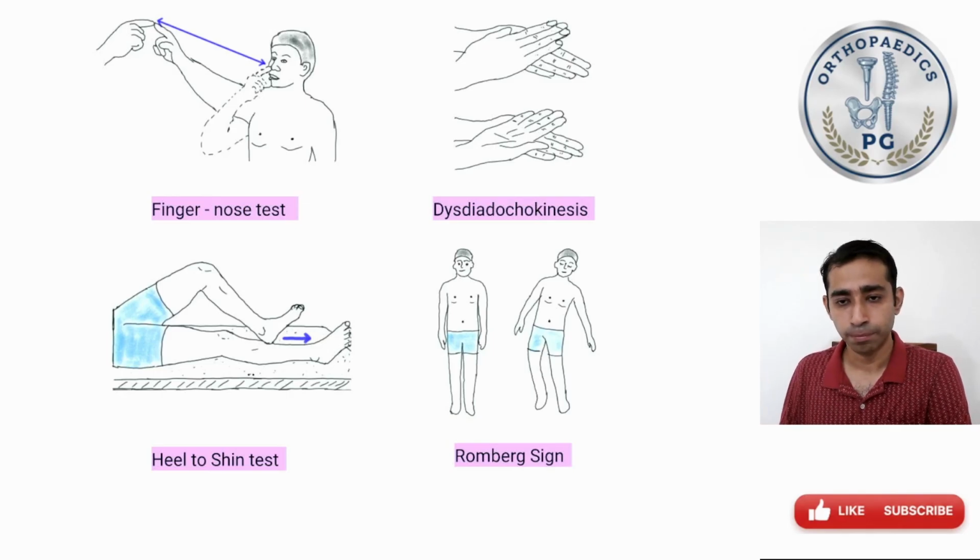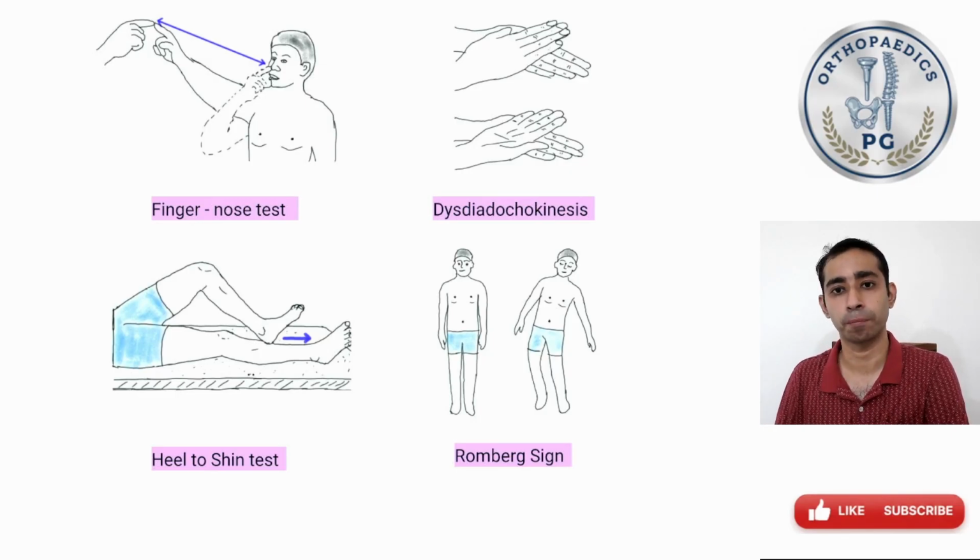Another possible reason for a positive Romberg sign may be labyrinthine problems, but the instability in labyrinthine problems is lesser compared to what you see in proprioceptive problems. And also in labyrinthine problems, the patient may have positional nystagmus.